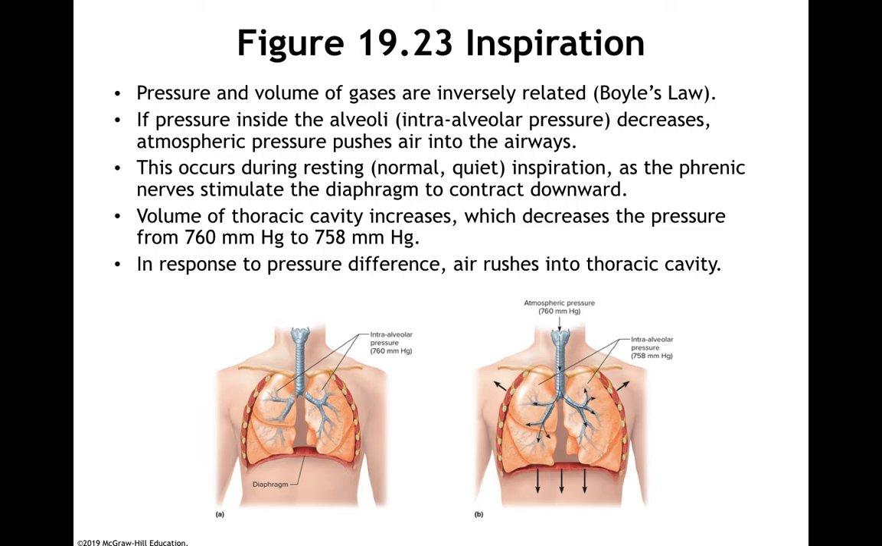That occurs during a resting inspiration, a normal quiet inspiration, as the phrenic nerve stimulates the diaphragm to contract downward. The volume of the thoracic cavity then increases, which, because of Boyle's law, decreases the pressure from 760 millimeters of mercury down to approximately 758 millimeters of mercury. And in response to that pressure, air rushes into the thoracic cavity.